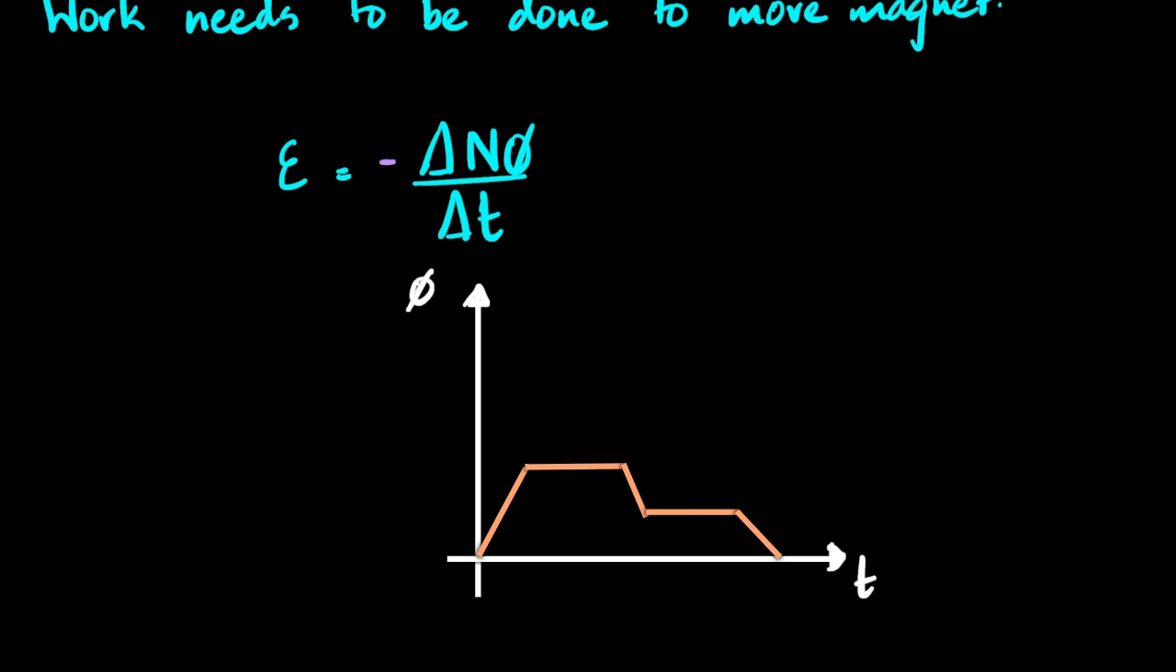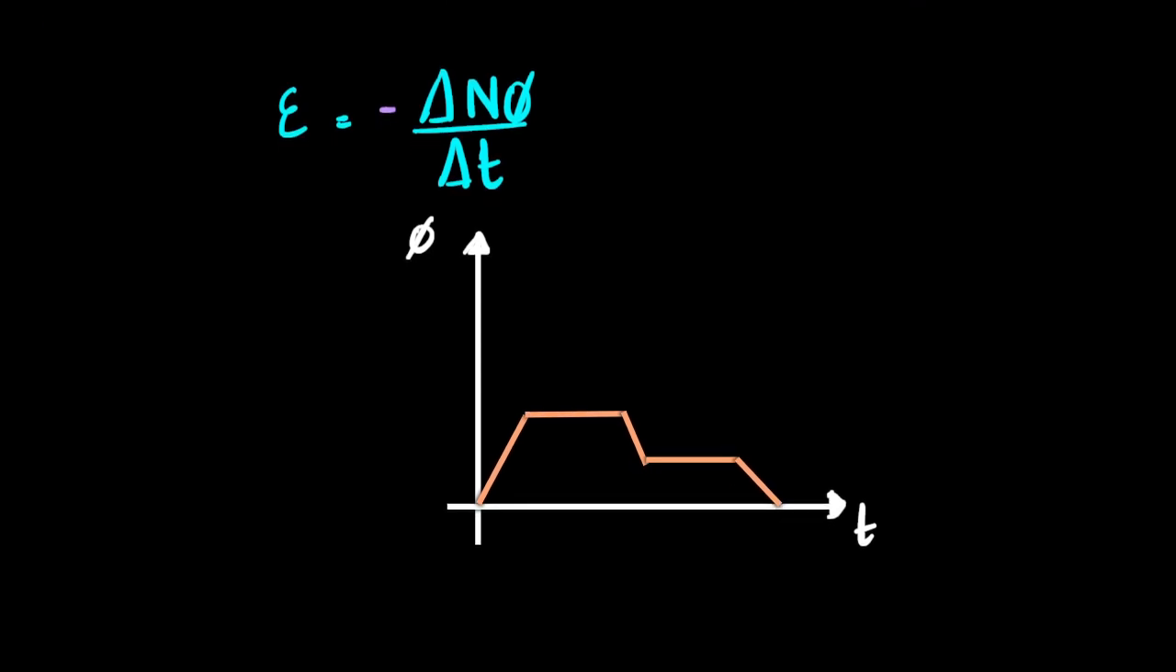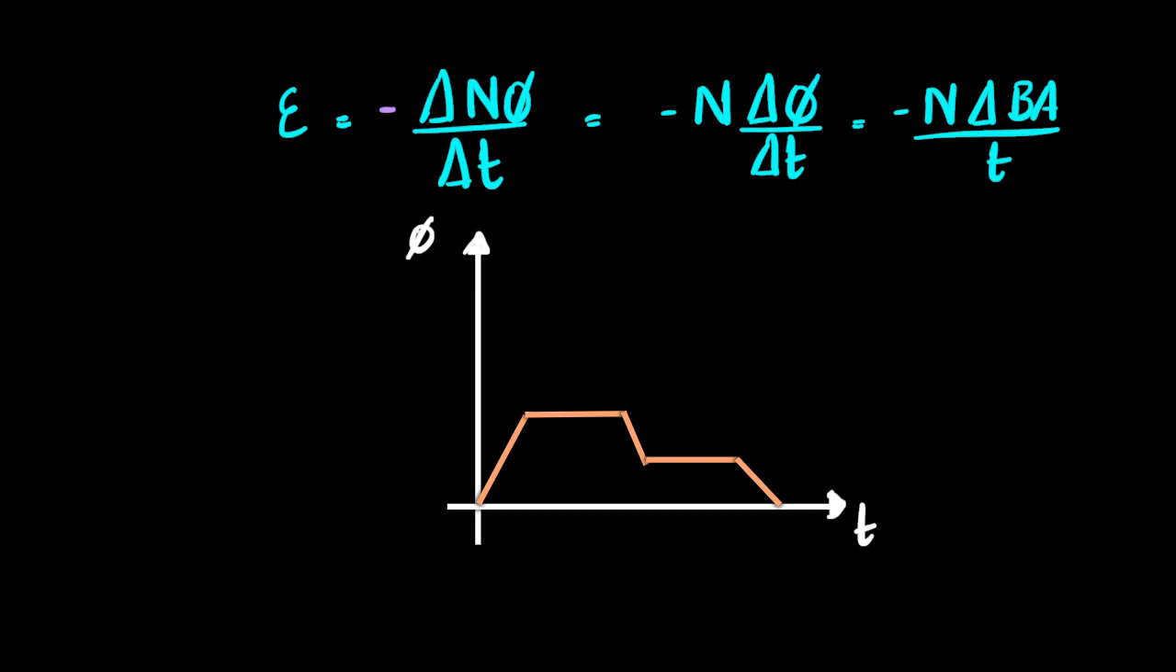Right, so this is how the flux is changing with time. So we also know that usually whenever we'll be referring to this in our exam, the number of turns will be constant. So further we can also say that this equation can be written like this: minus n delta phi over delta t, and phi we know is BA. So we can also write this as minus n BA over t.